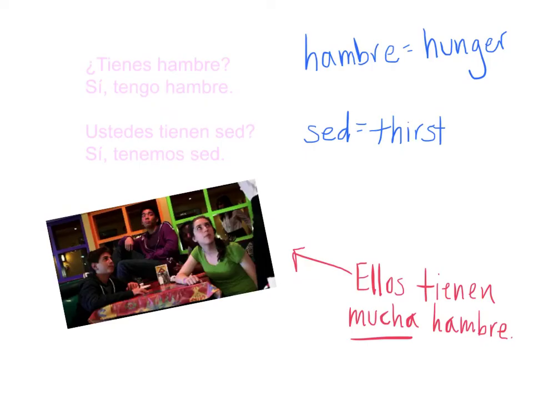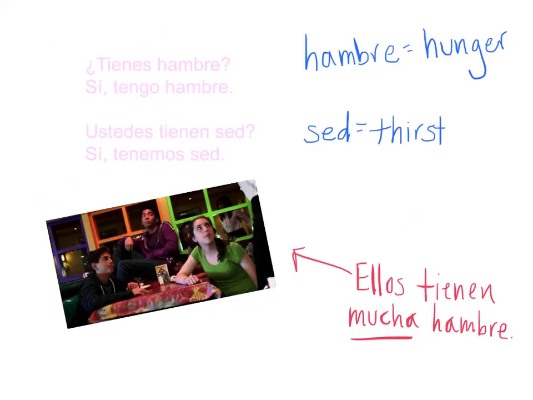Okay, finally, you learned how to use tener to talk about being hungry and being thirsty. In Spanish, we literally say, I have hunger or I have thirst. So if someone asks you, ¿tienes hambre? You could respond, sí tengo hambre, or no tengo hambre. If you're with your friends and someone asks you guys, ¿ustedes tienen sed? You could answer, sí tenemos sed, or you could say, no tenemos sed.